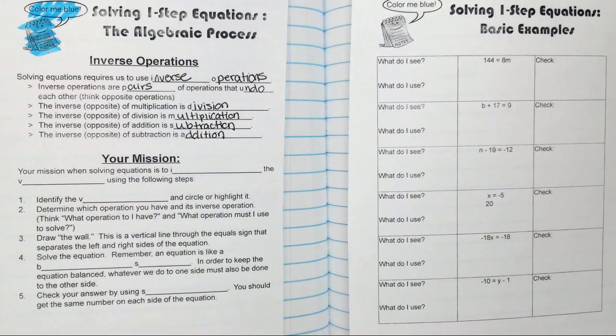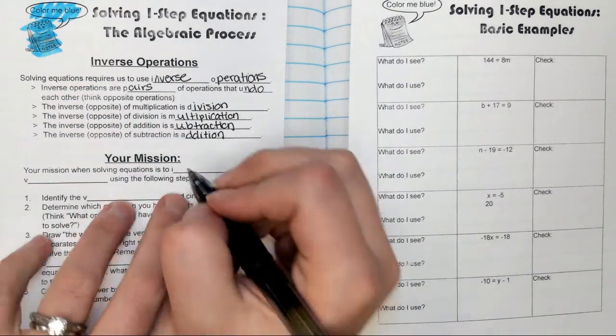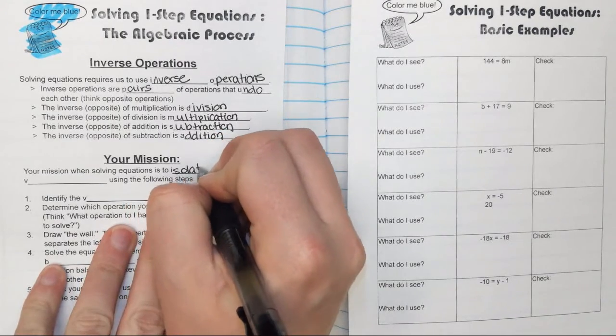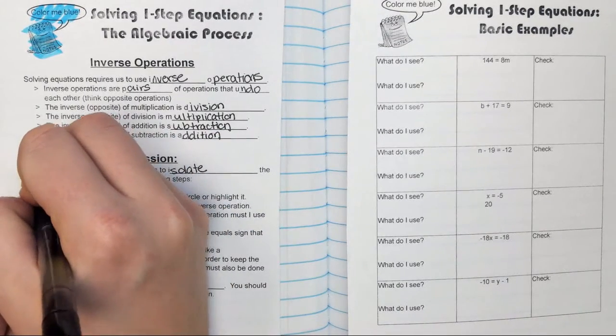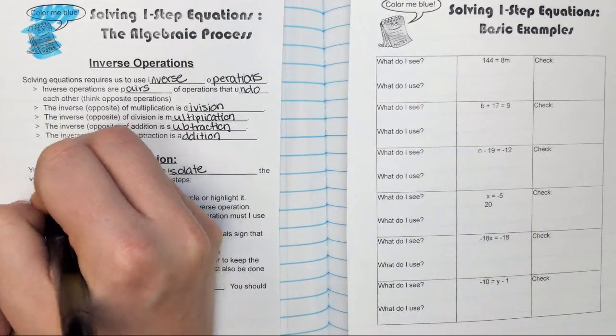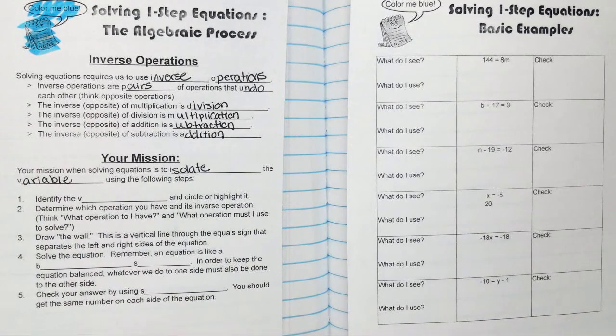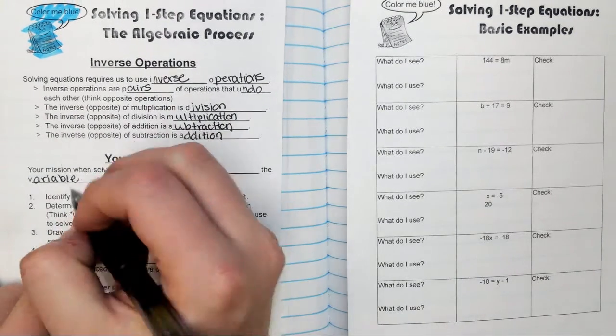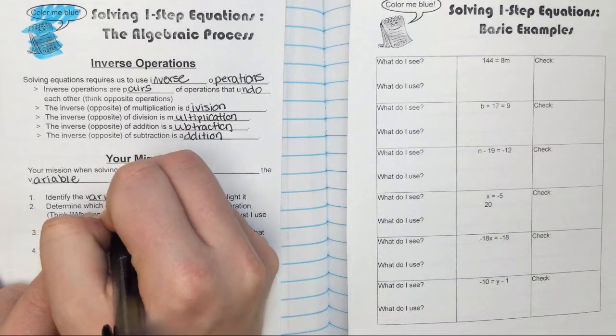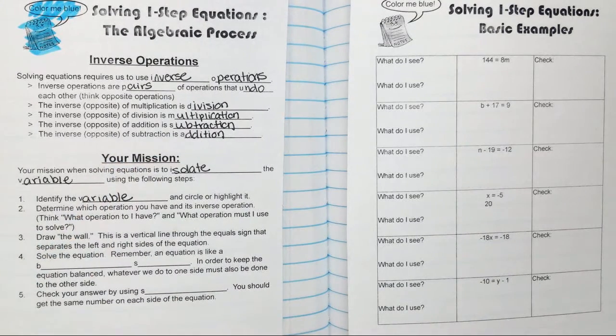Your mission when solving equations is to isolate the variable. So the word isolate means to be alone. If you are in isolation, that means you are by yourself. So we're trying to get the variable alone by itself. So our steps: identify the variable and circle or highlight it.